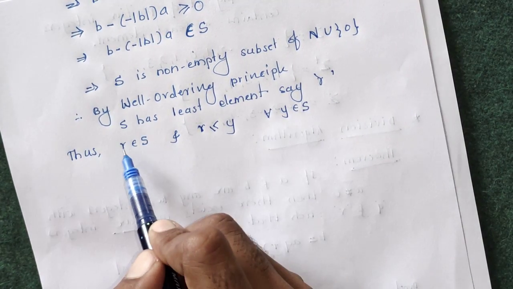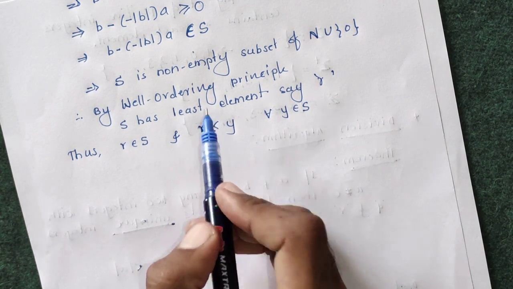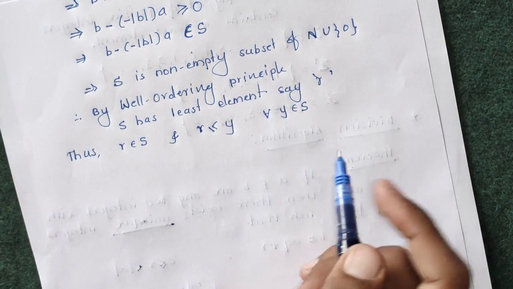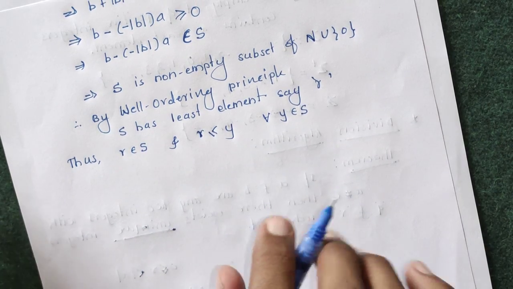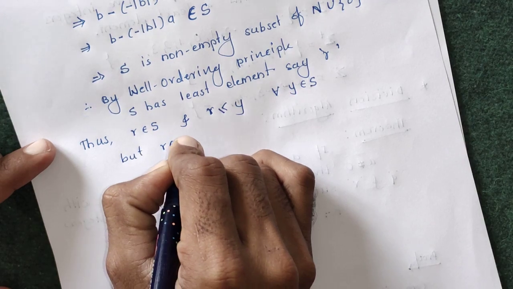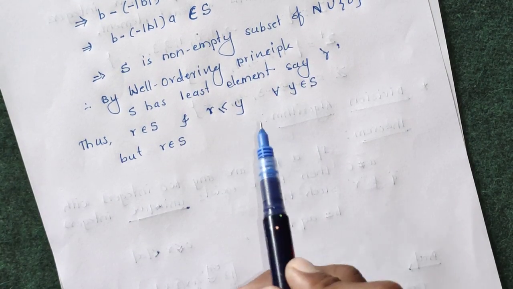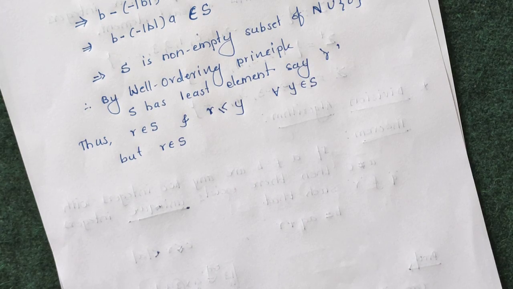Since r is the least element, all the remaining elements must be greater than or equal to r, so r is less than or equal to y for all y belonging to S. But r is in S, this is the least element of our set S, and r is in that set S.